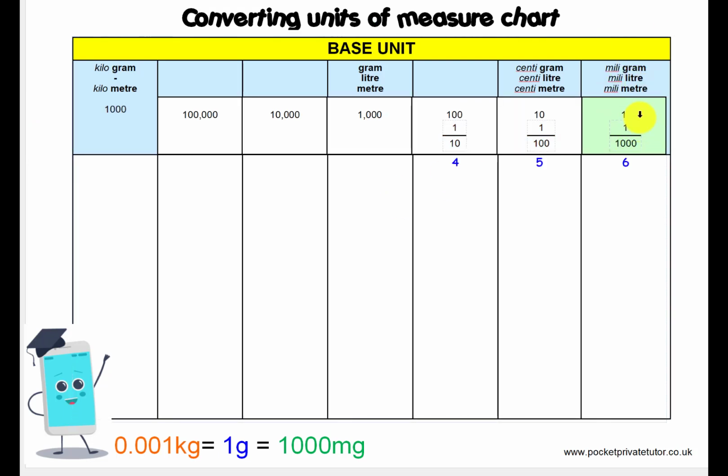Let's have a look at one starting with milligrams. I've got my 1 in my milligrams section, and you can see here I've got 6 ones, 5 tens, 4 hundreds. So I have 456 milligrams. What would that be as a gram? I have 456 milligrams. If I want to change it to grams, I need to move my strip so that it's over my gram section.